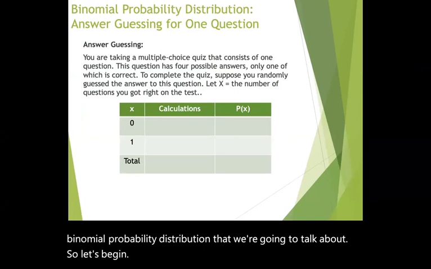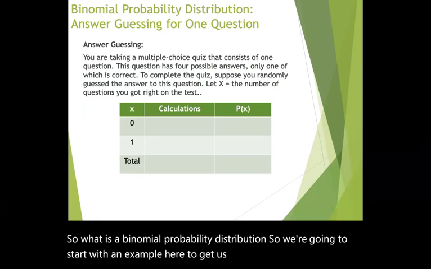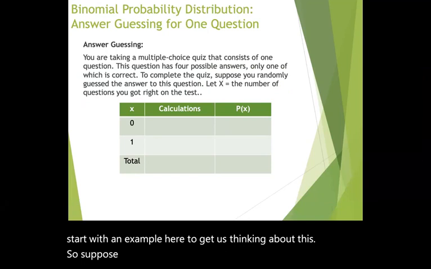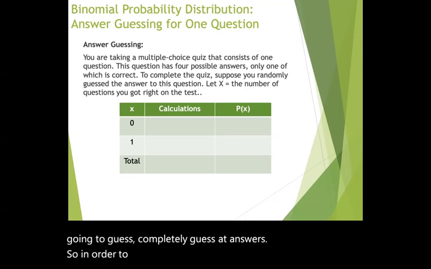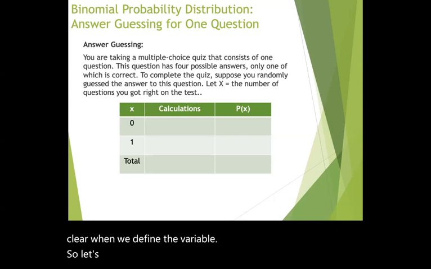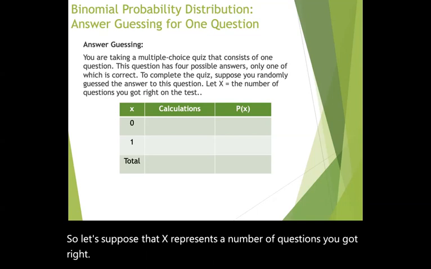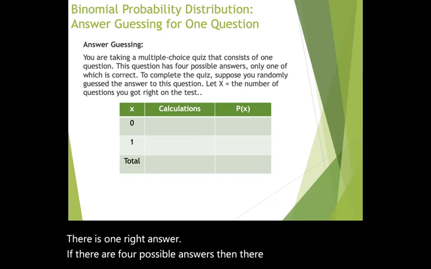So what is a binomial probability distribution? We're going to start with an example here to get us thinking about this. Suppose we're taking a multiple choice quiz and we're just going to completely guess at answers. In order to figure out the probability for the random variables, let's be very careful and clear when we define the variable. Let's suppose that X represents the number of questions you got right. Since it's multiple choice, there's one right answer. If there are 4 possible answers, then there are 3 wrong answers.